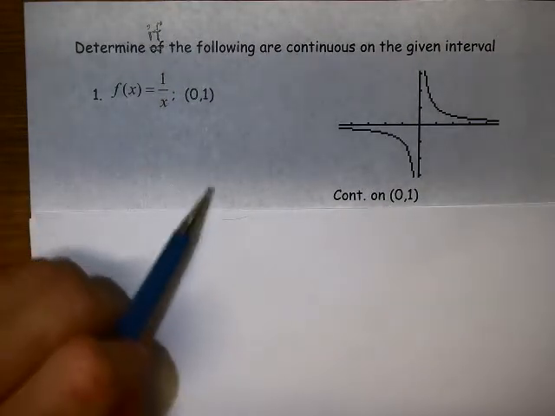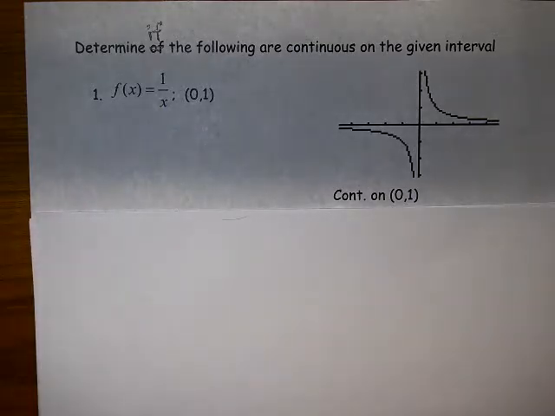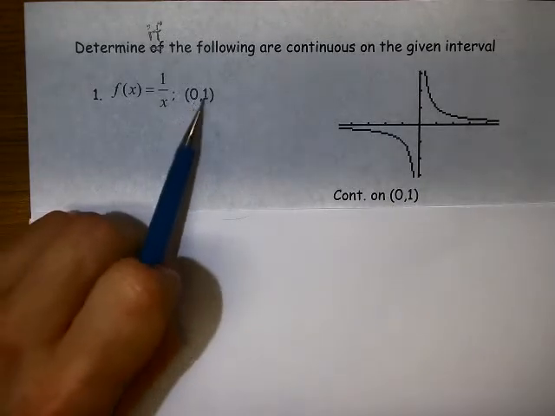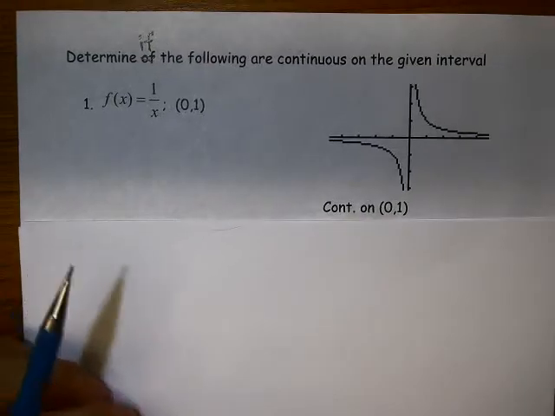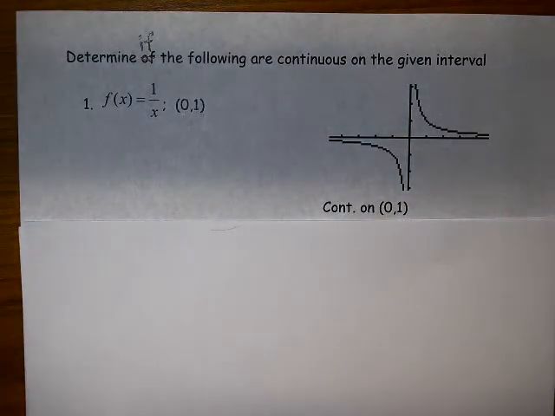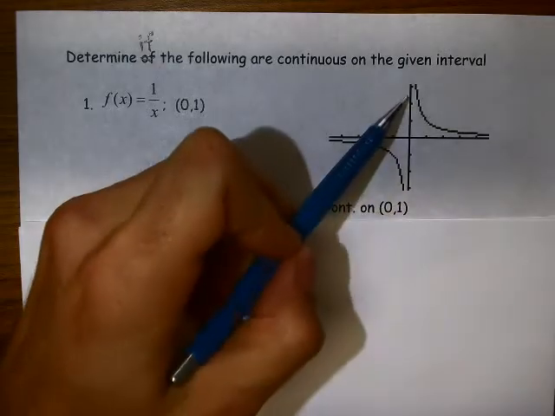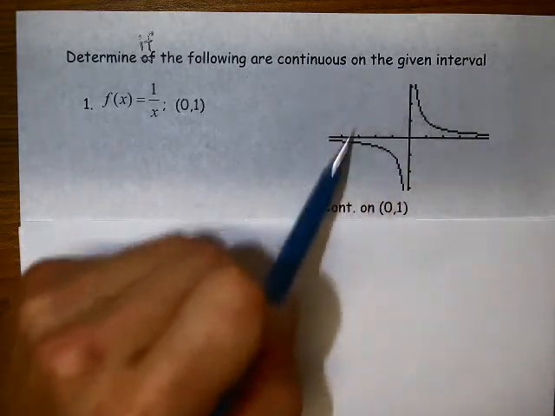So the function is 1 over x. We have a vertical asymptote at 0. Alright, we're looking at the open interval from 0 to 1. So we have to be very careful about what we're being asked here. We graph that. We know there's a vertical asymptote, which is at x equals 0. So there's that discontinuity there. So it's tempting to say that this is not continuous.